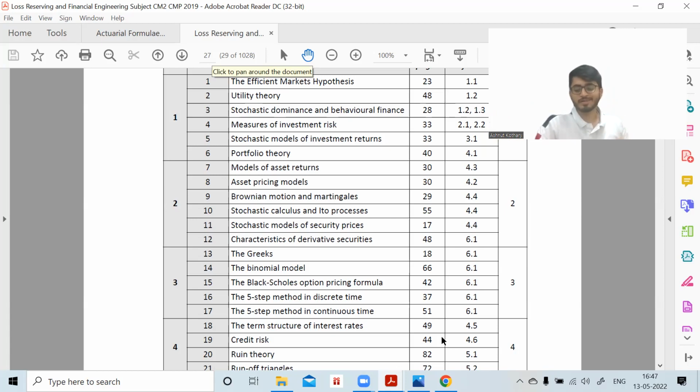Term structure of interest rates should take 3 classes. Credit risk takes 2 classes. Ruin theory, 2 classes. A third class is specifically for Poisson process, which you have already studied in paper CS1 or CS2, so let's take 2 classes. Runoff triangles, I usually take a single class. This time I'm more interested in covering more than the numerical component: what all assumptions are there, what differences does it make. So I guess it would take 2 lectures.